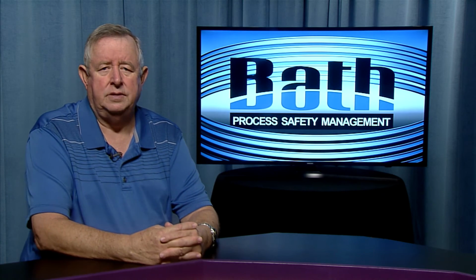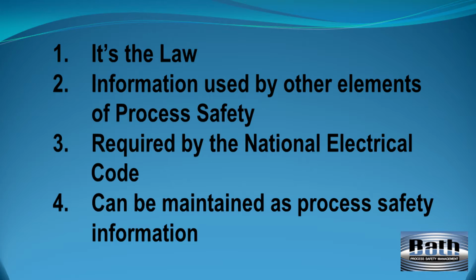Now let's review the drivers for hazardous area classification documentation. Number 1, it's the law. Number 2, it's information used by the other key elements of process safety. Number 3, required by the National Electrical Code for electrical installations. Number 4, can be maintained as process safety information.